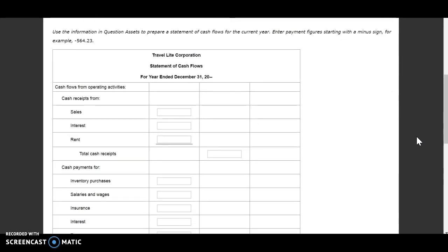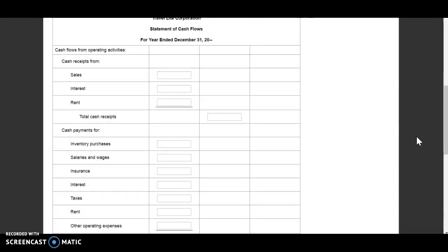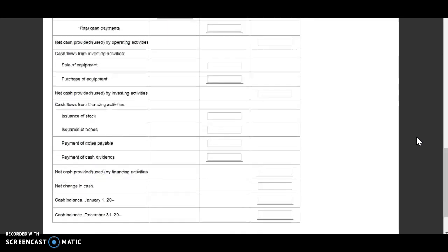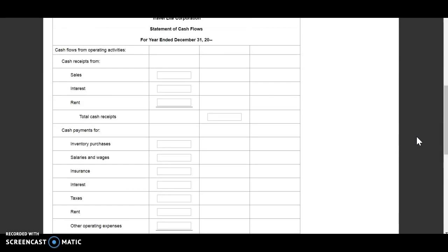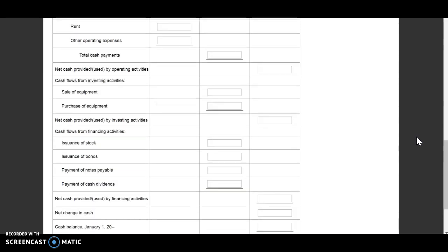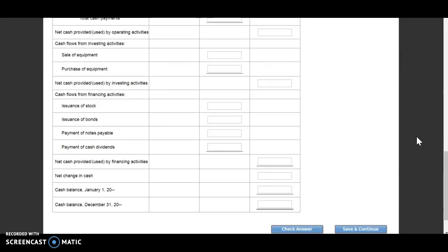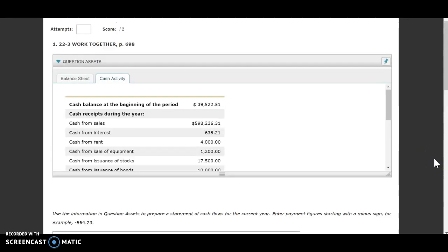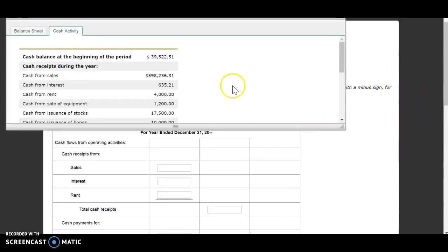Okay, so remember our statement of cash flows is in really three parts. We have our cash flows from operating activities, cash flows from investing activities, cash flows from financing activities, and then we'll figure out our balance after that. I'm going to unpin this.